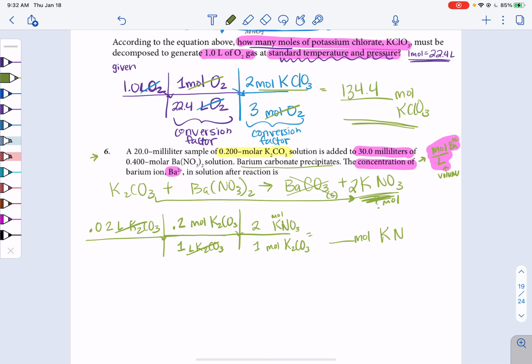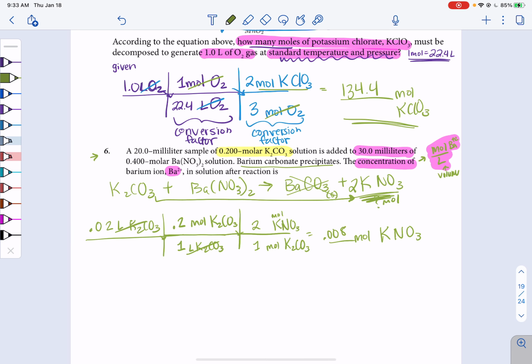Because all we're trying to do right now is compare how much the potassium carbonate makes versus how much the barium nitrate makes of the same product. So when I put this in my calculator, I'm doing 0.02 times 0.2 times 2, and then dividing that by 1, which is just 0.008.